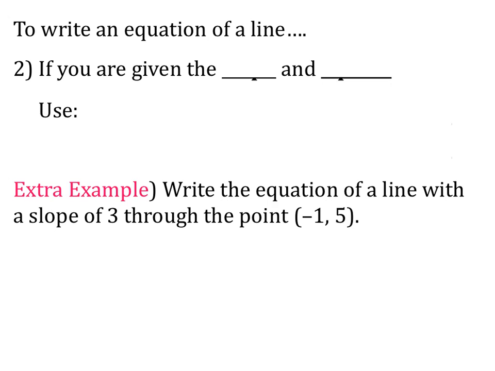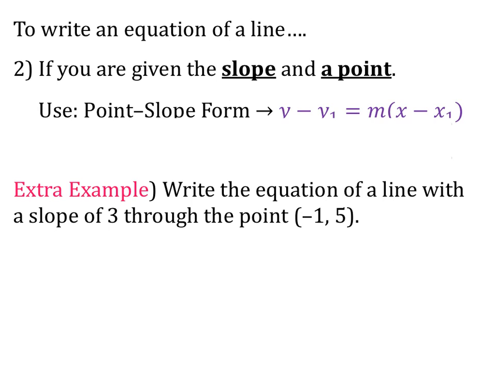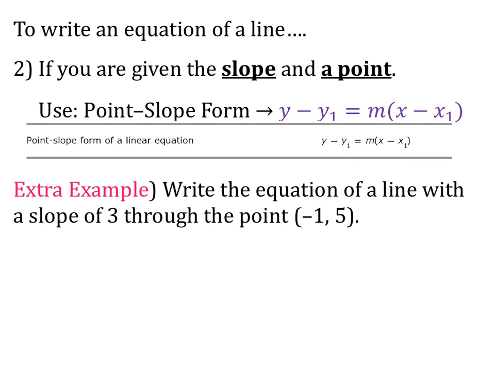Alright, option 2 for writing an equation of a line can be if you are given the slope and a point. Then we can use the point-slope form, which is y minus y1 equals m times (x minus x1). So on your formula chart, you can find point-slope form of a linear equation, and there it is, the formula that you can use. So let's take a look at this example. Write the equation of a line with slope of 3 and through the point (-1, 5).